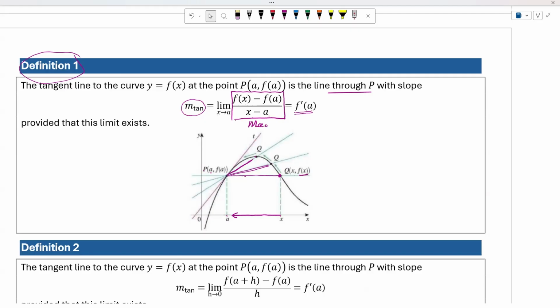In this case, f of x minus f of a over x minus a is the slope of the secant line. As x approaches a, the slope of the secant line approaches the slope of the tangent line. At a, we get the slope of the tangent line. In calculus, we call this f prime of a. This is the prime notation.